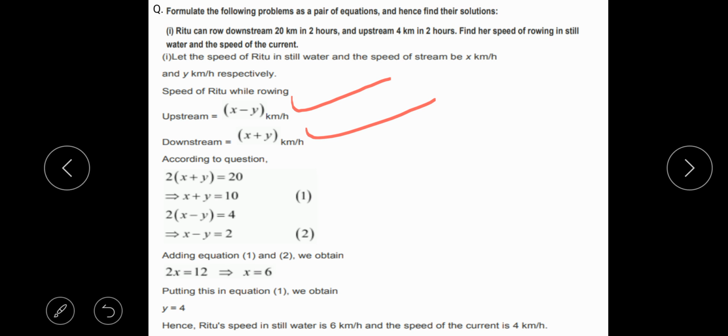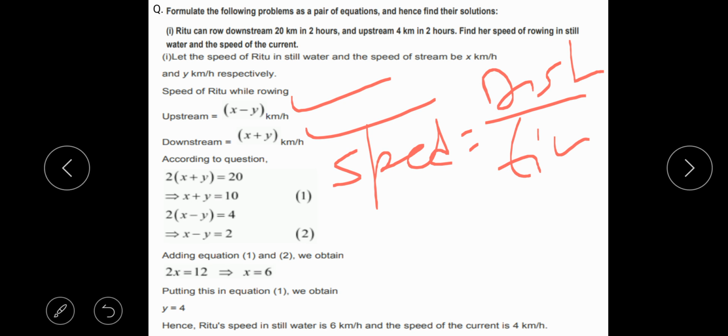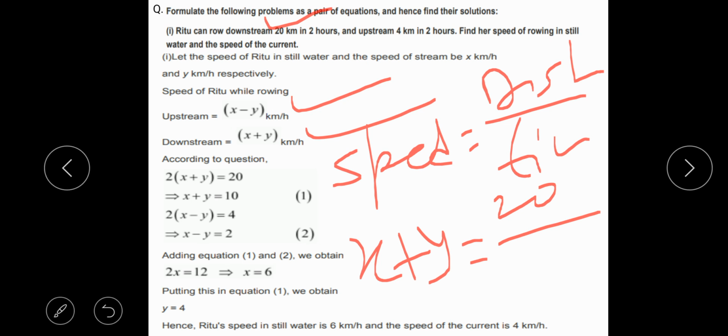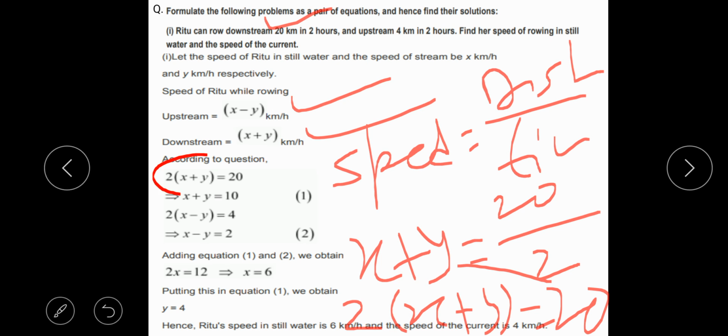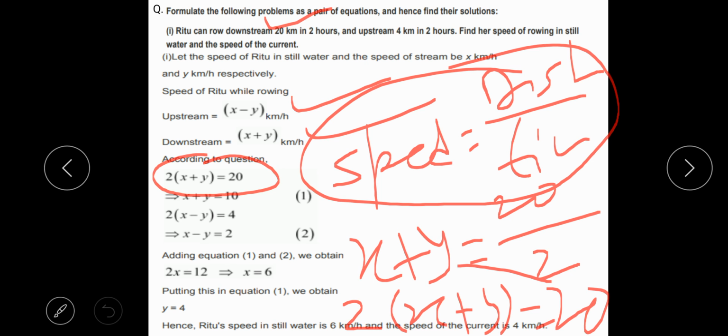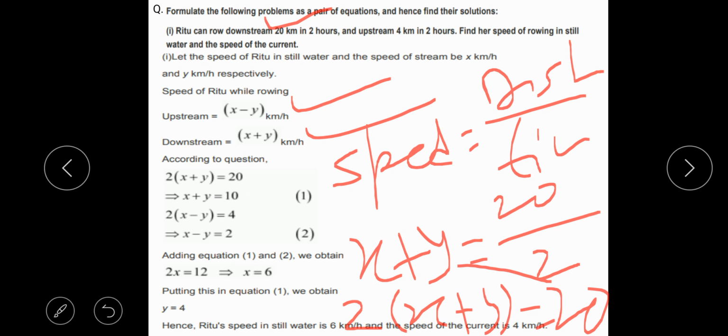Now according to the question, here we know the relationship: speed is equal to distance upon time. Now speed we have x plus y, and distance we have firstly 20 kilometer, so 20 divided by, and time we have 2 hour. Now after solving this one, when we shift 2 here, you will get 2 into x plus y is equal to 20. See, this equation will come by using this result, speed is equal to distance upon time. Now after that it will become x plus y is equal to 10, because 2 is cancelled, give it as number 1.